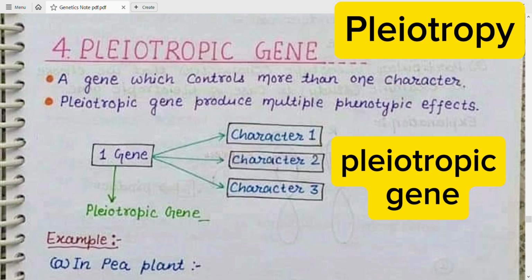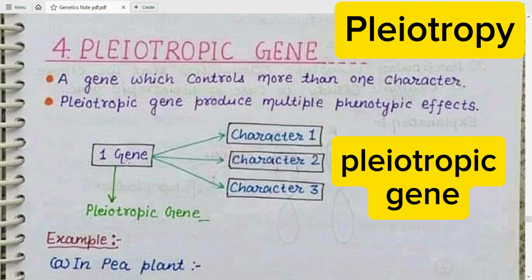So a pleiotropic gene can be defined. A gene which controls more than one character is called a pleiotropic gene. Or we can also define pleiotropy as the phenomenon in which a single gene affects two or more traits. This is called pleiotropy. Such a gene with multiple phenotypic effects is called a pleiotropic gene. So a pleiotropic gene produces multiple phenotypic effects.